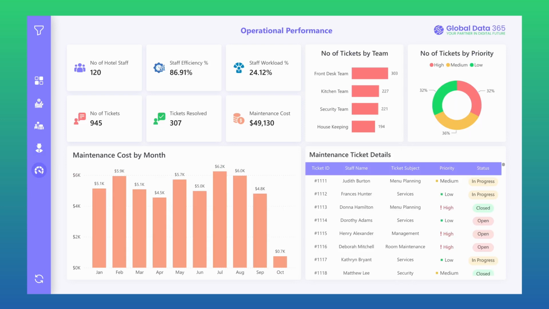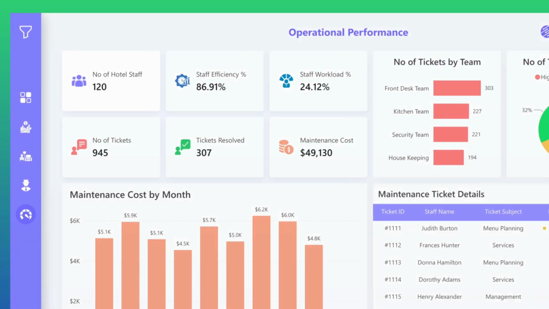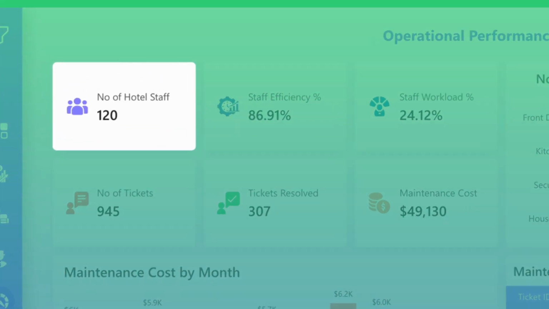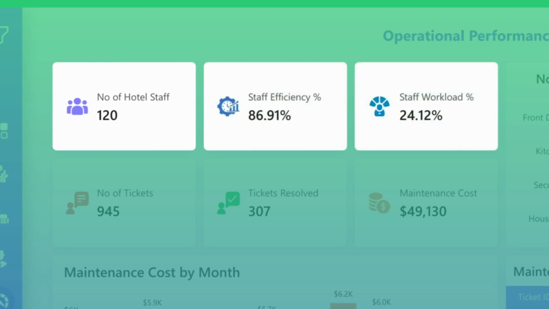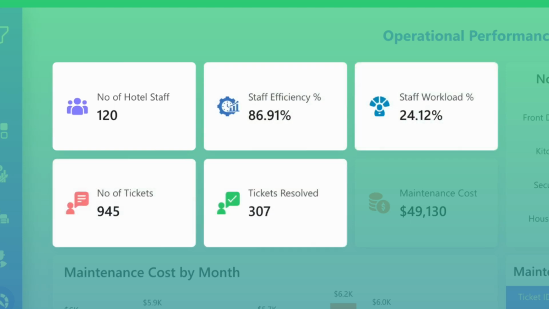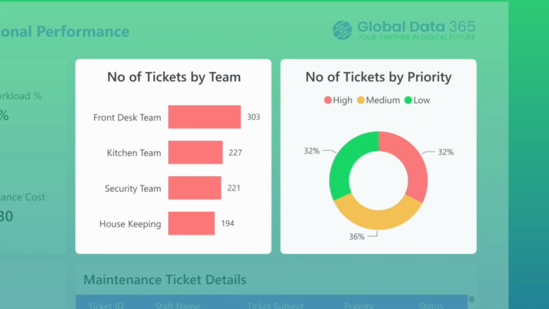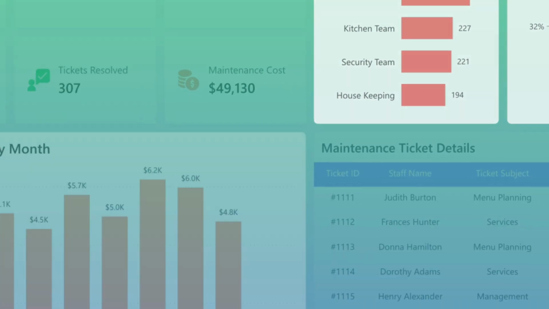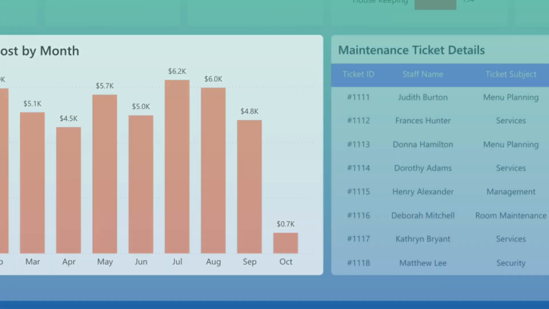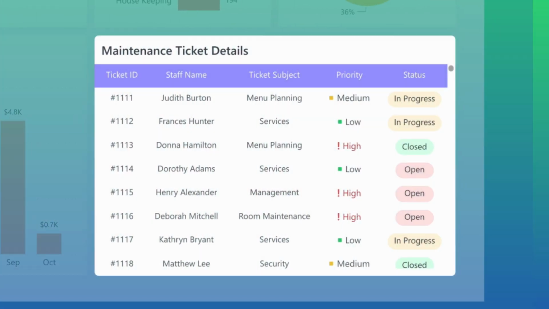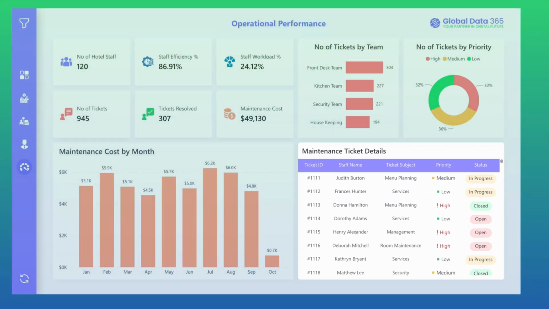The Operational Performance Dashboard gives you control over hotel operations, resources, and service management. Monitor the size of your hotel team, their efficiency and workload. See how many service or maintenance tickets were logged and resolved, and what your maintenance cost is. Break down tickets by team and priority to spot bottlenecks. View monthly maintenance and dive into ticket-level details to improve responsiveness and staff allocation.